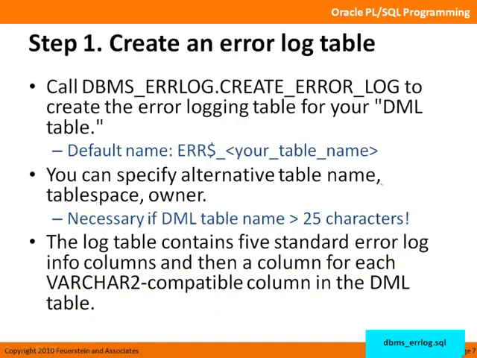And what will happen, and I'll demonstrate this to you in just a second, is that the error logging table will be created with 5 standard error logging columns, to keep track of the error number, the error message, etc. And then it will also add a column to the error log table for each varchar2 compatible column in the DML table. So let's run through an example of creating this table. We'll take a look at the structure, and I'll come back to some of the details mentioned here.